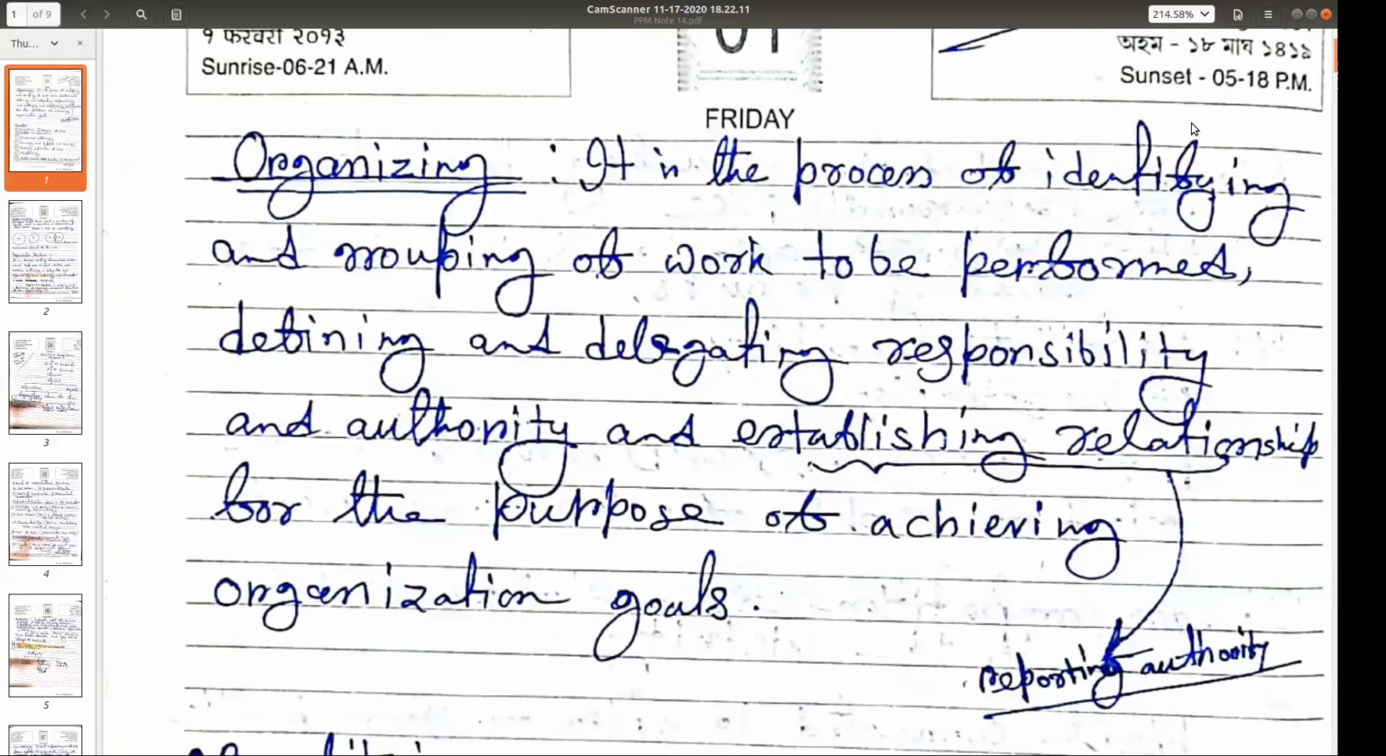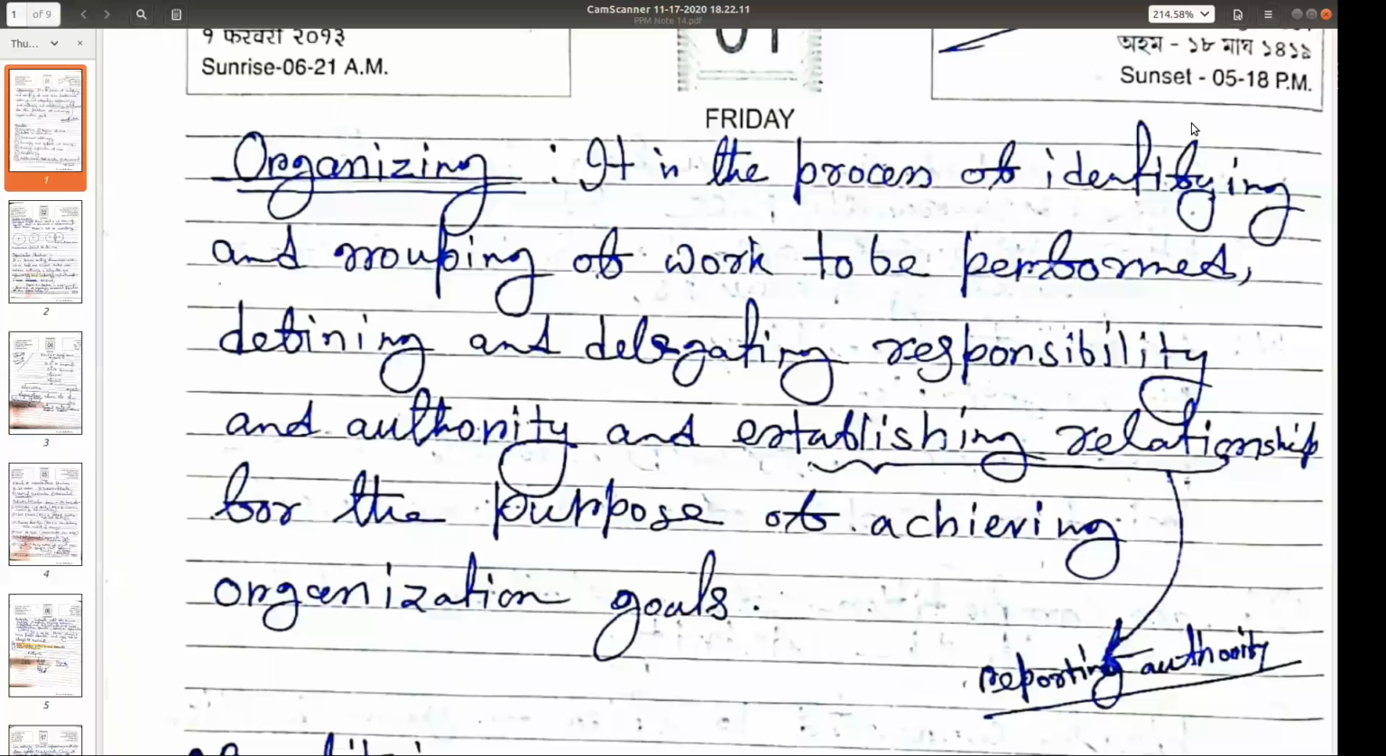What I told you, that is, it is the process of identifying and grouping of work. To identify the things, you have to identify the person, that means who will be better for your job. So you have to identify, you have to group them for the work to be performed, and then again defining and delegating the responsibility and authority, that means to whom you have to report, and with the relationship you have to maintain the relationship or establish the relationship with those persons, like you with your boss, for the purpose of achieving the organization goal. So this you can say is the definition of organizing.